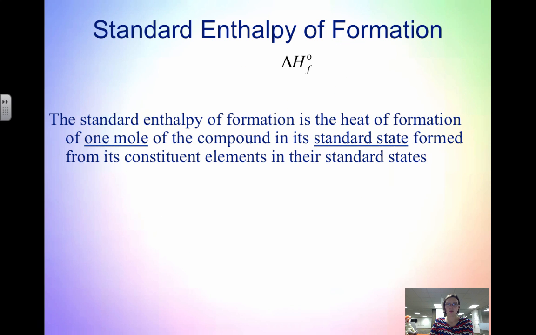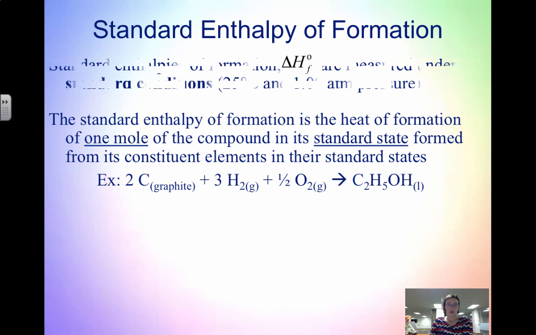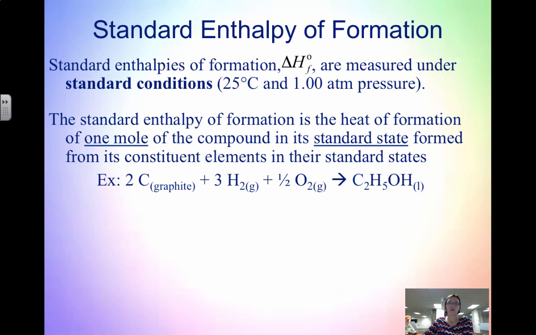So the standard enthalpy of formation is measured under standard conditions. So standard conditions are 25 degrees Celsius, which is also 298 Kelvin, and 1 atmosphere of pressure. This 1 atm has actually been changed to 1 bar, which is 1.013 atm, but we're not going to worry as much about that. We're just going to say 25 degrees Celsius, which is 298 Kelvin, and 1 atmosphere of pressure. The standard enthalpy of formation, like I said in the last slide, is for 1 mole of the compound in its standard state, formed from its elements in their standard states.